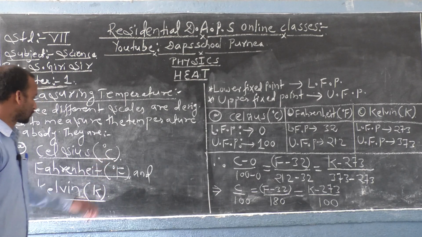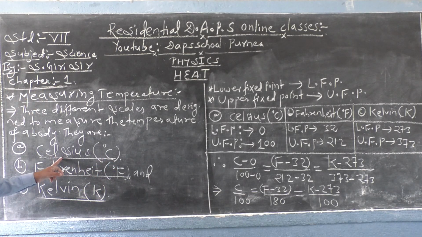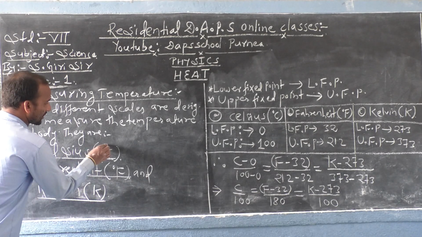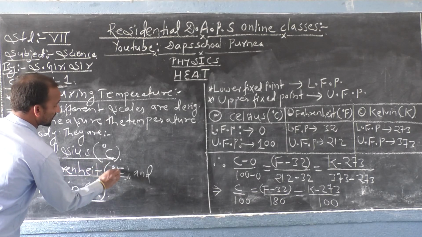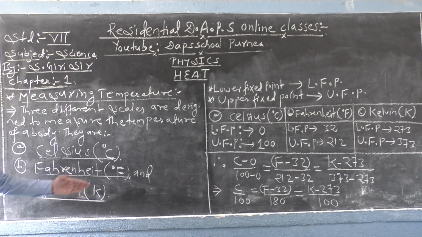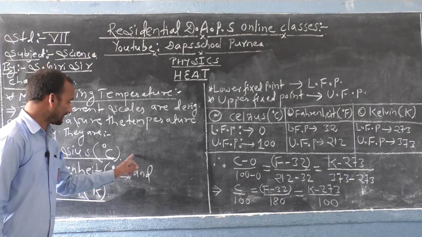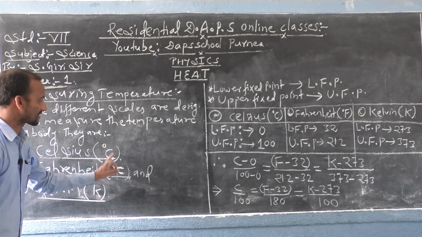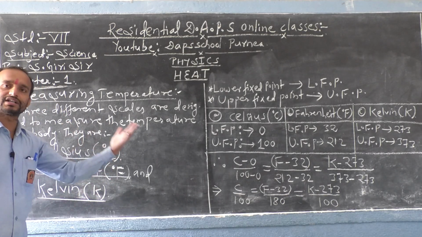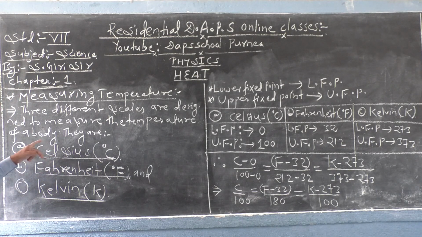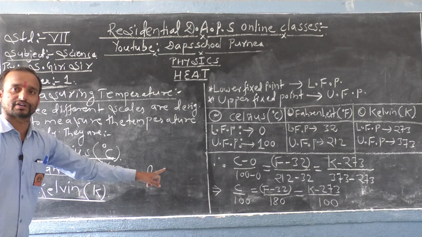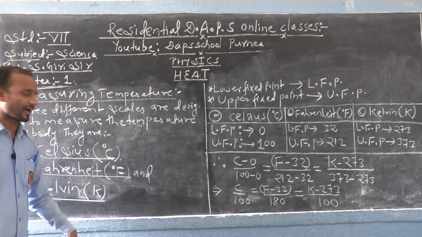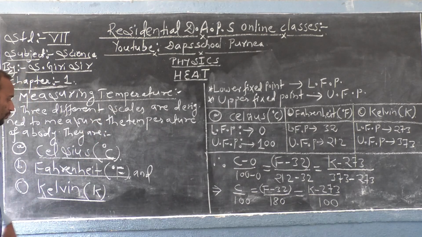But do not forget the trend of writing: for Celsius, you have to mention degree Celsius, and for Fahrenheit, degree Fahrenheit. When you express the temperature of a body in the Celsius scale, you write something degree Celsius, like 27 degrees Celsius, 30 degrees Celsius, and so on. Similarly, in the Fahrenheit scale, you write something degree Fahrenheit, like 98 degree Fahrenheit, 100 degree Fahrenheit, and so on. That is the trend of writing the Celsius scale and the Fahrenheit scale.